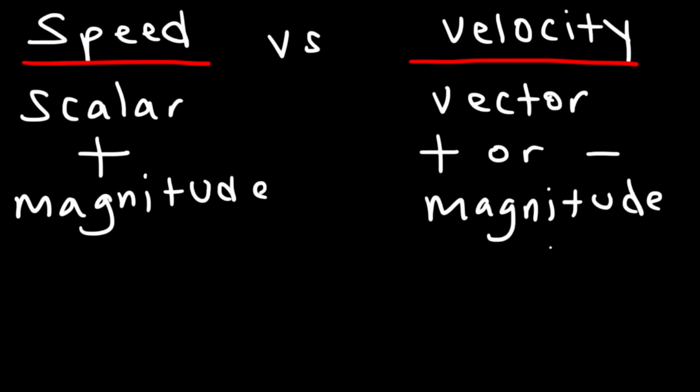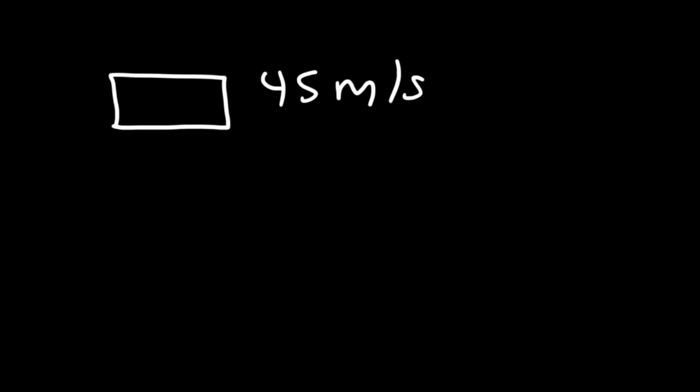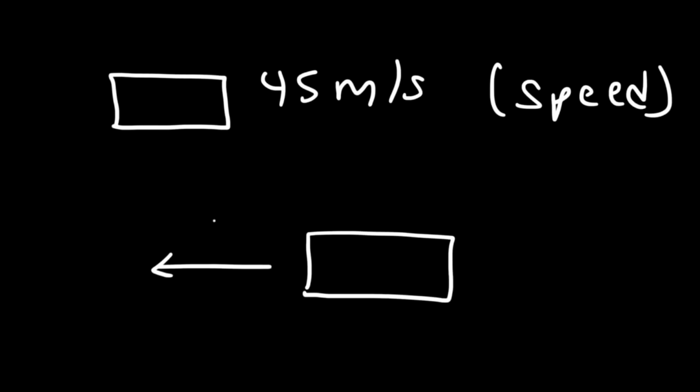So can you think of some examples that will distinguish speed from velocity? Let's say a train, I'm going to use a box again, is moving at 45 meters per second. Let me take away the arrow, so you don't have any direction. It's simply moving at 45 meters per second. In this case, this describes the speed of the train because I'm telling you how fast it's moving, but not where it's going.